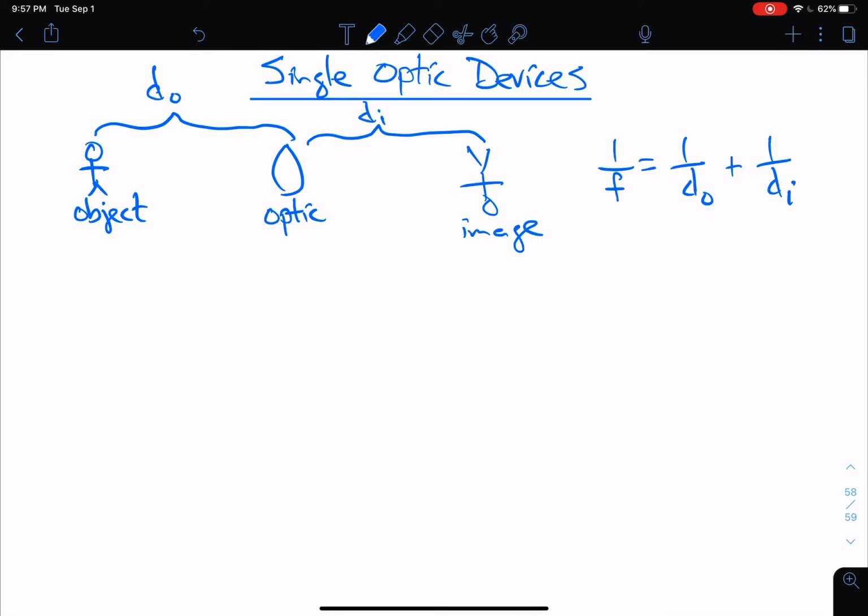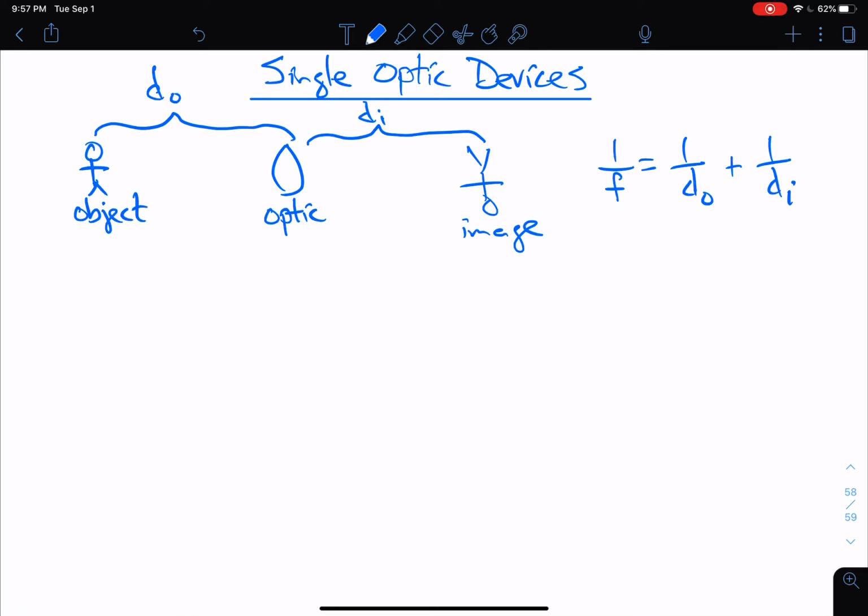F is the focal length. That's an inherent property of the optic. It can only change if the curvature changes. So if the curvature of your optic changes, then the focal length changes. It is possible for really exotic optics that the material could change, especially if you're talking about a lens. For example, if you've got a lens that's filled with water and then it froze, it would change from water to ice. That would change the focal length. But aside from something kind of unusual like that happening, you're only going to change the focal length if you change the curvature.